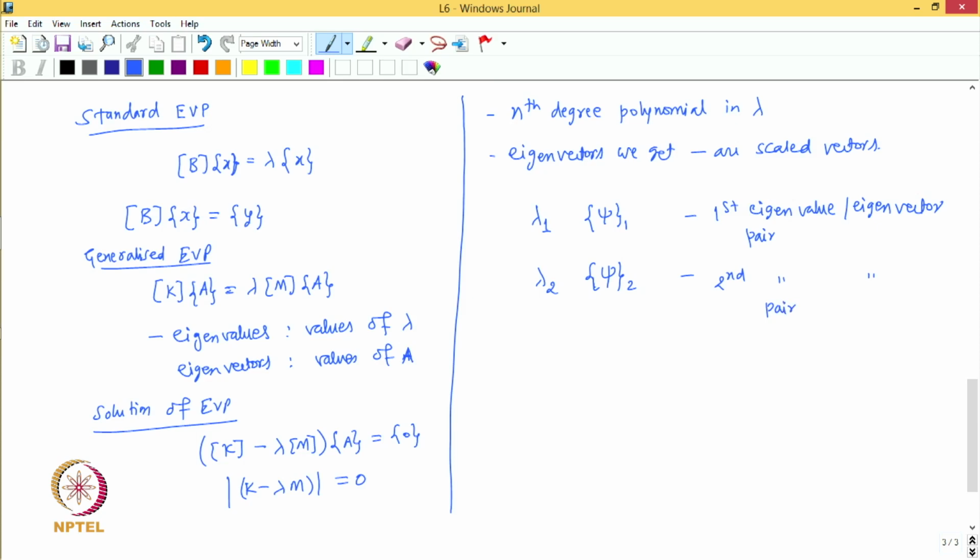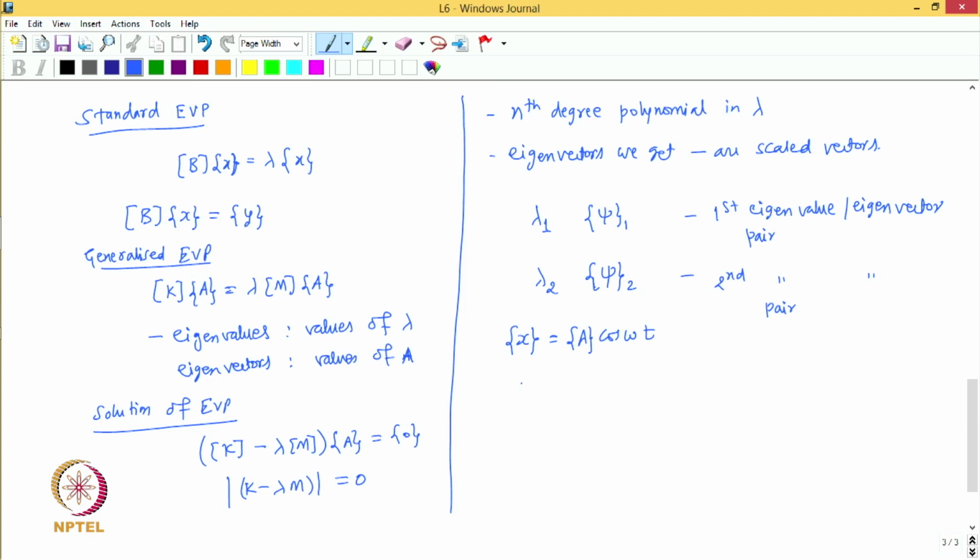Now, how are these related to the vibration of the system? Because we got the eigenvalue problem by assuming a solution for the free vibration, these eigenvalues and eigenvectors, when substituted back into the assumed solution, should give us an equation which satisfies the differential equation, right. So, the free vibration solution was given by A cos omega t, right.